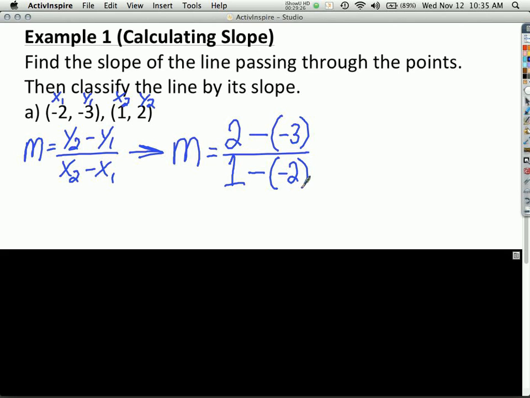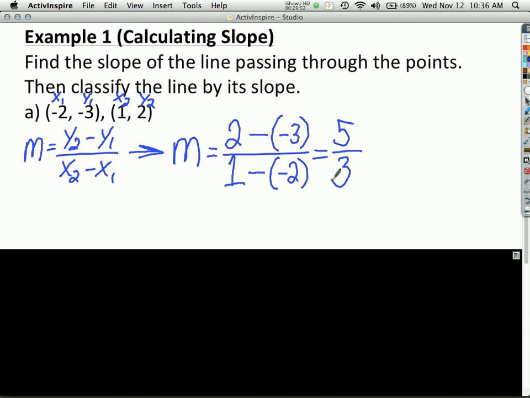Not for my students who are all going to get level 5s. No, absolutely not. So someone tell us, what does the top become? And if you make a mistake, it doesn't make you a bad person, but you have to learn from it. What do you get on top, Yasmin? And what do you get on bottom, Catalina? Good. You get 5 over 3. And that is the slope.